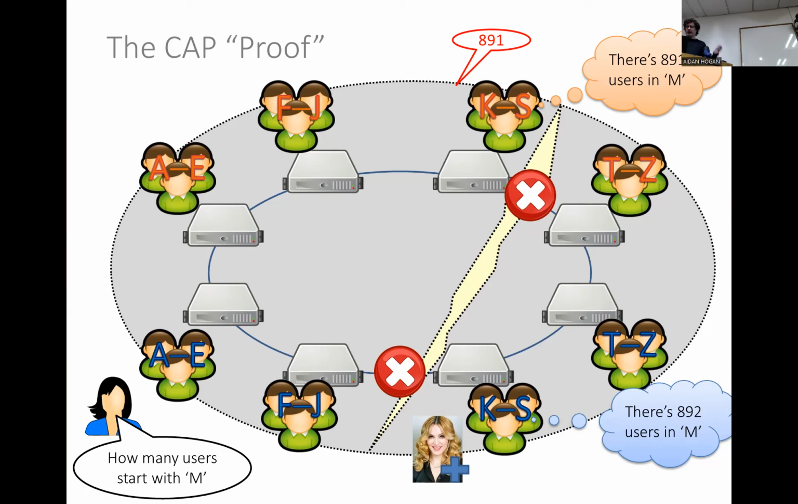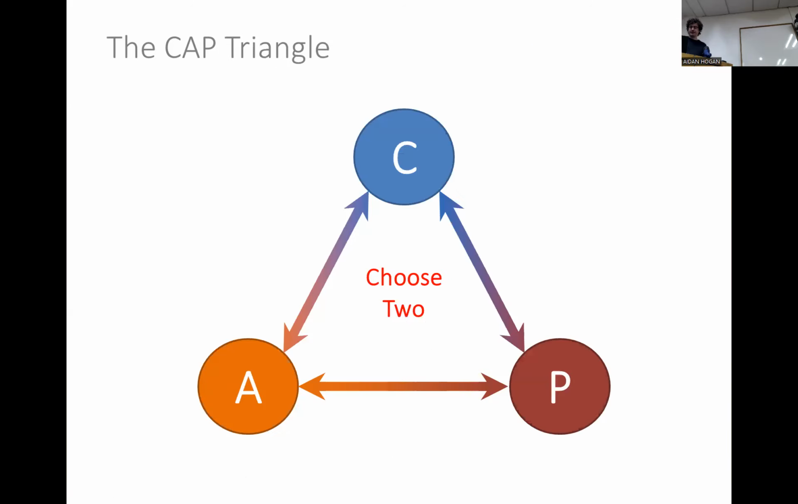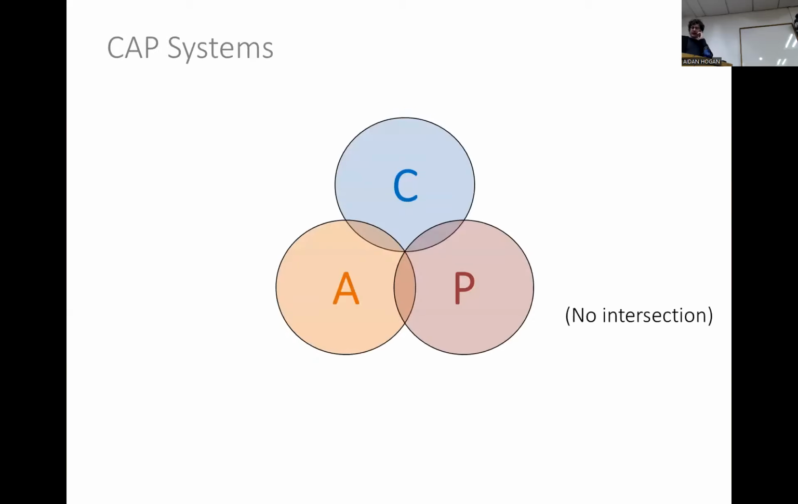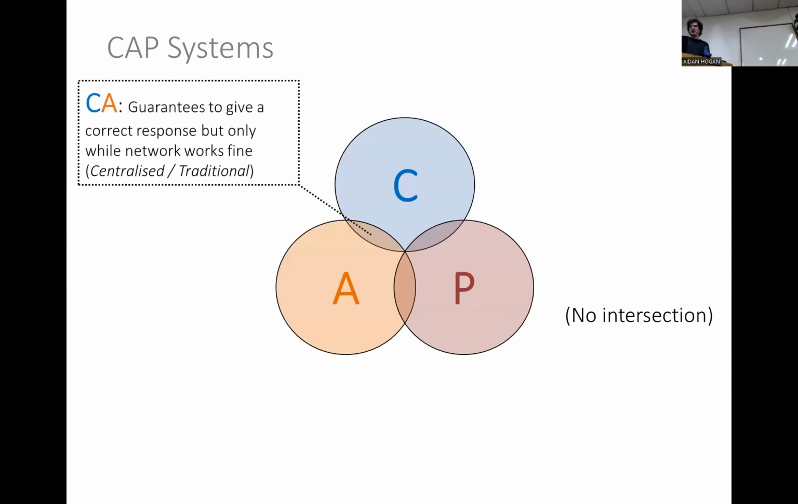So this is the main idea, hopefully relatively intuitive, that if we have partitions, there's no way we can offer consistency and availability at the same time, right? The most important practical outcome of this is that we need to choose two. So it means that we choose AC, CP, or AP. So we can have three options, more or less. It's a little bit more complicated than that, which we'll see. But there's no intersection here.